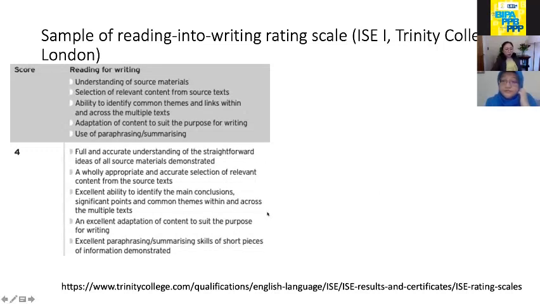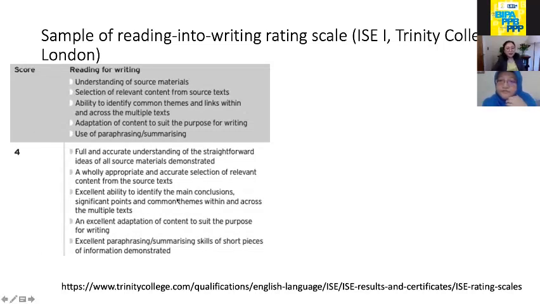So if that's a construct that you want to target, for example, you're teaching academic writing, so of course you want to make your students aware of practices in academic writing, like proper quotation or paraphrasing. Then if that's a really important thing that you want to target, you should have that in your rating scales, and you should make it clear to your students in the instructions of your task.